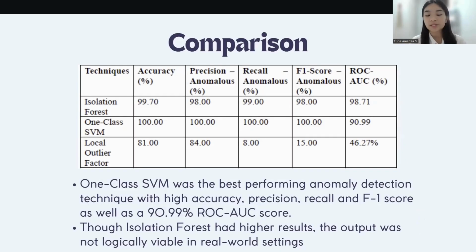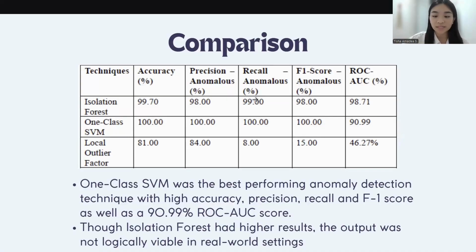Overall, in terms of this report's anomaly detection objectives, one-class SVM ended up being the most viable and best performing anomaly detection technique with high accuracy, precision, recall, and F1 scores, as well as a 0.99 ROC-AUC score. Though these values showcase strong anomaly detection, there is still a possibility of overfitting within the dataset. Even though, as seen by the table, isolation forest has an overall higher performance and a higher ROC-AUC score, the results that we obtain from implementing isolation forest greatly deviate from real-world applications by flagging half of the dataset as anomalous, which is logically impossible.